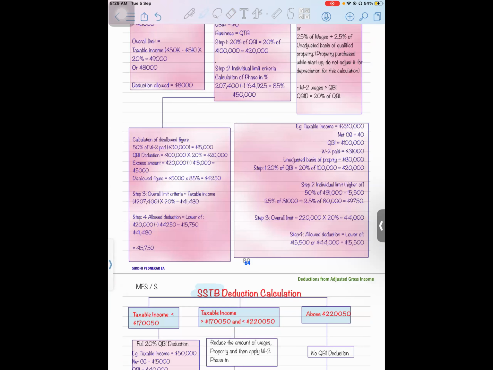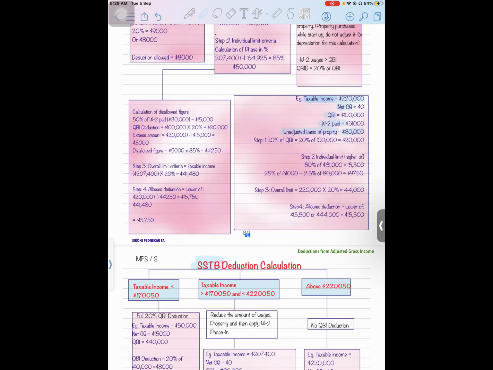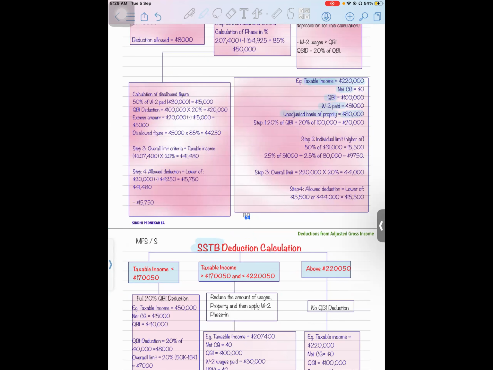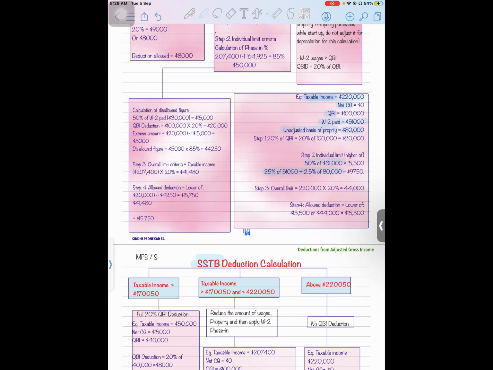You will write down the same in the same sequence in the exam also. Taxable income, then note down the capital gain. What is QBI? What is W2? Is there any unadjusted basis of property? It is mentioned here as 80,000. So we take 80,000 into 2.5% plus 25% of your W2 paid, or 50% of W2 paid, whichever is higher, as step 2. Higher means 15,500. Step 1 is 20,000 and step 3 is 44. So whichever is lower, 15,500, will be your QBI deduction.